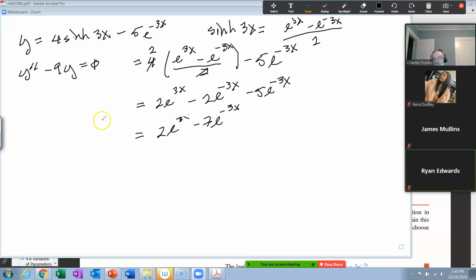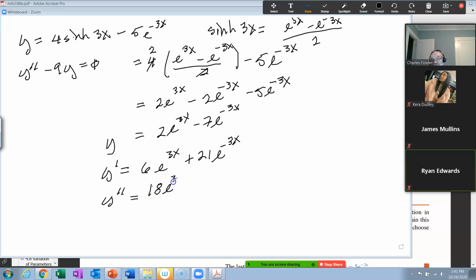Now let's take a derivative of that. This is your y, so let's do your y prime. This would be 6 e to the 3x plus 21 e to the minus 3x. There's your y prime. y double prime would equal 18 e to the 3x minus 63 e to the minus 3x.